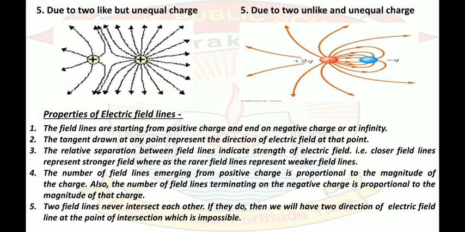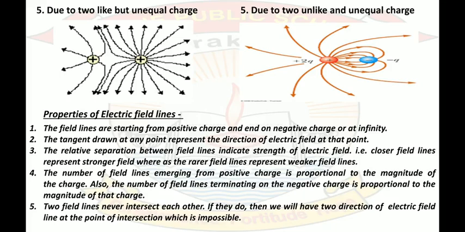In this point, you must have studied it in class 10th also. Two electric field lines never intersect each other. If they do, then what will happen at the point of intersection? We'll get two different directions of electric field, which is not possible. From here we have so many other things also.